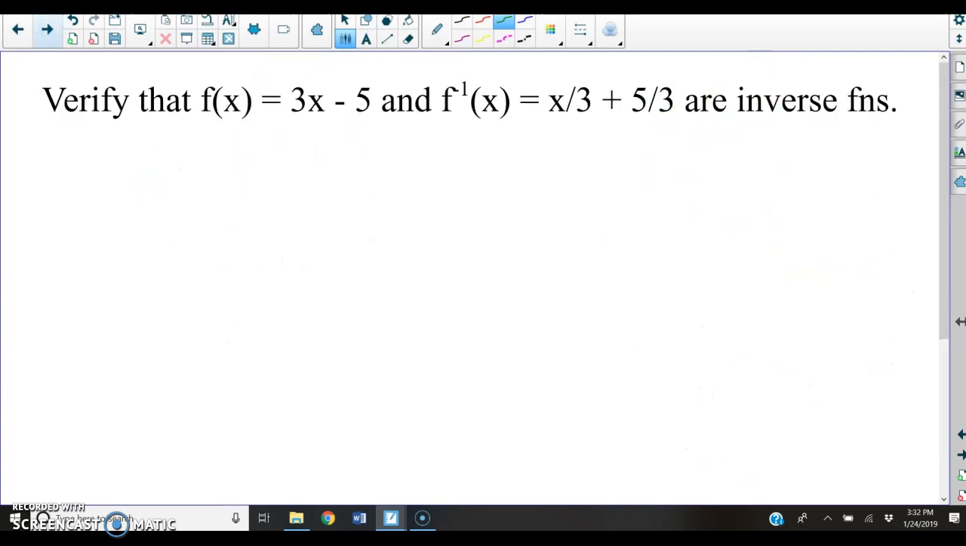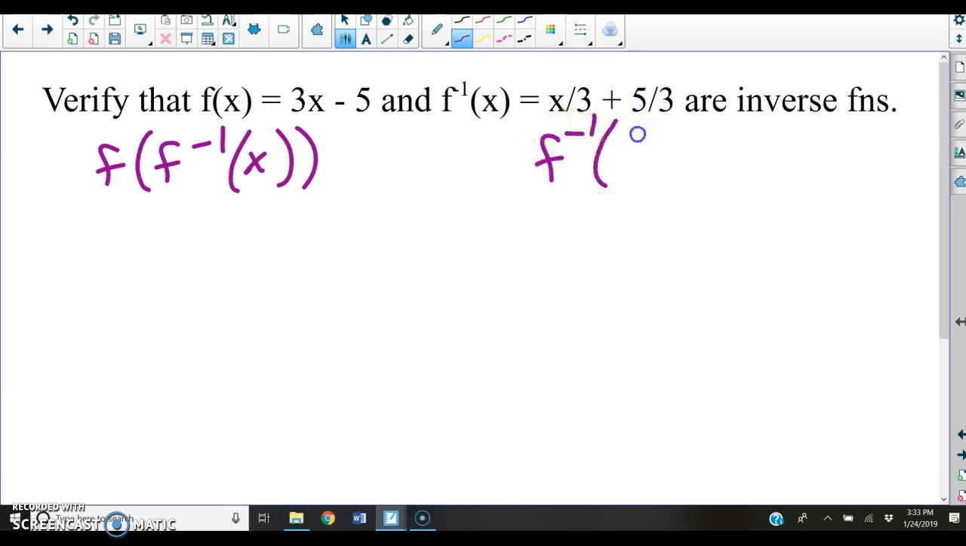Okay? So again, I want to verify that f and f inverse are inverse functions. I think I'm right. So I'm going to do f of f inverse. Sorry, that's supposed to be minus. And I'm going to do f inverse of f.